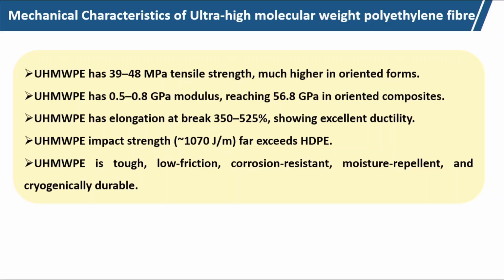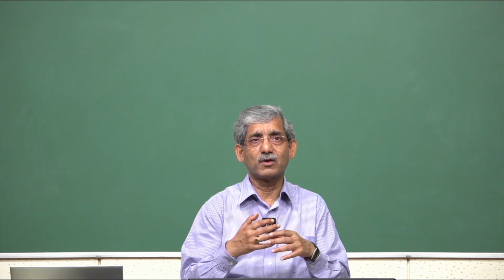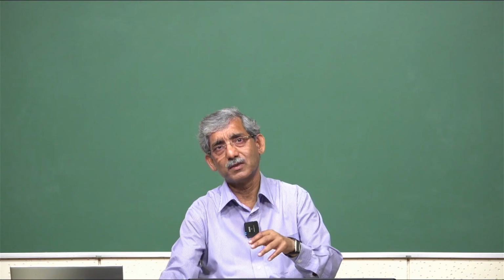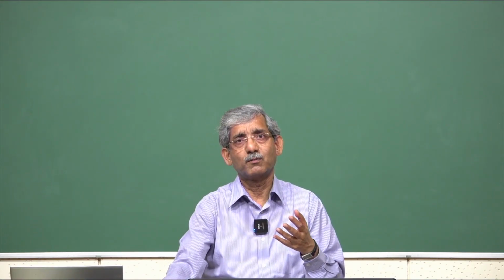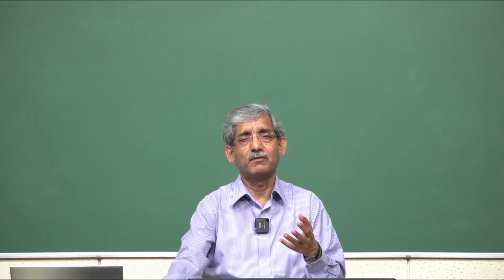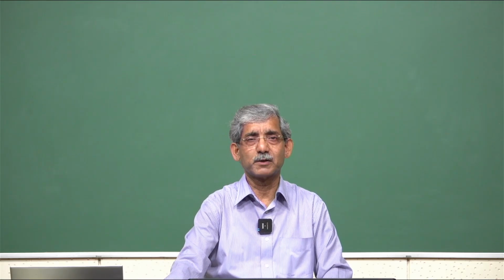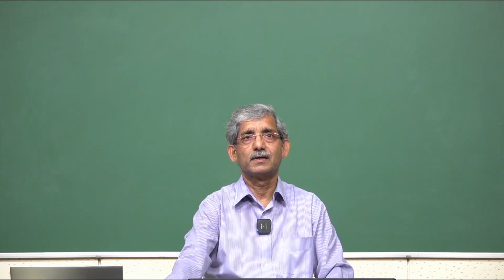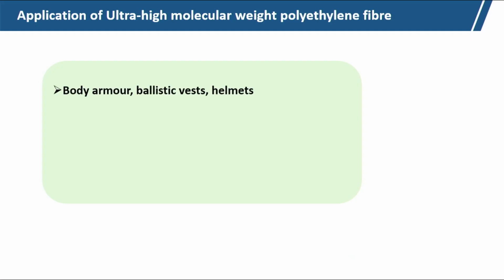So, these are the different positive characteristics which make ultra high molecular weight polyethylene fiber a very good material for protective textiles and many protective applications. Now, you can see the applications: body armor, ballistic vests, helmets. There we use this ultra high molecular weight polyethylene.